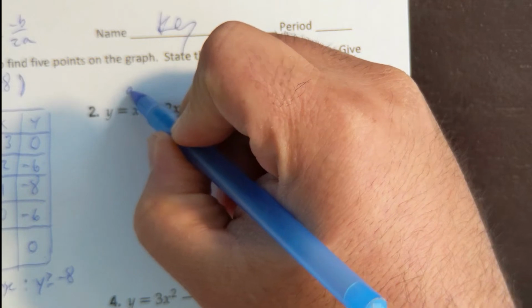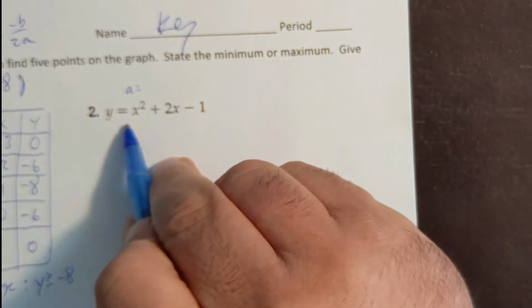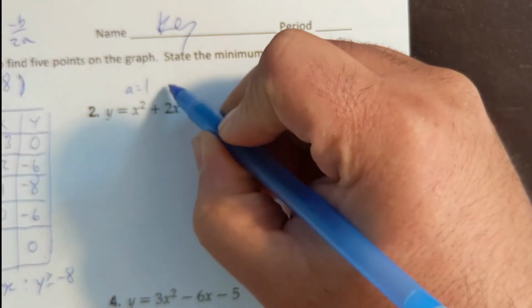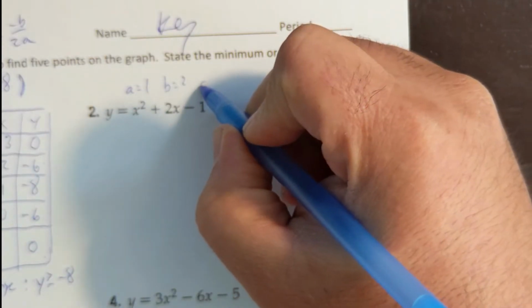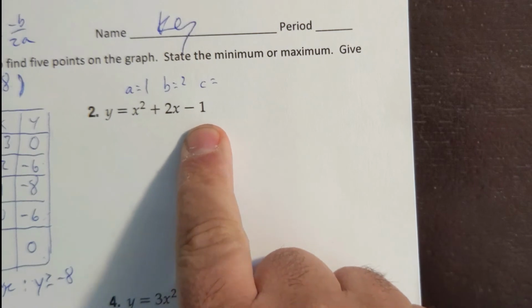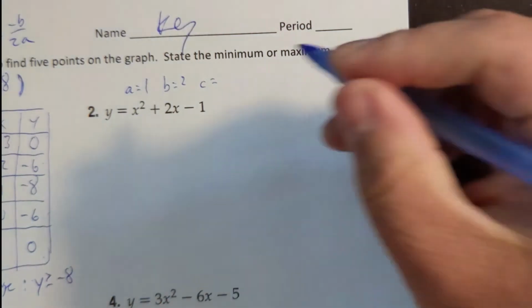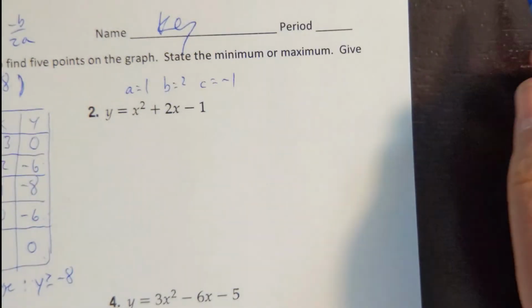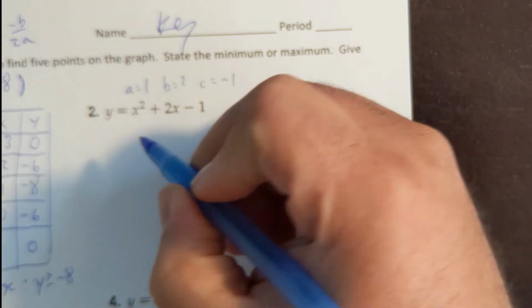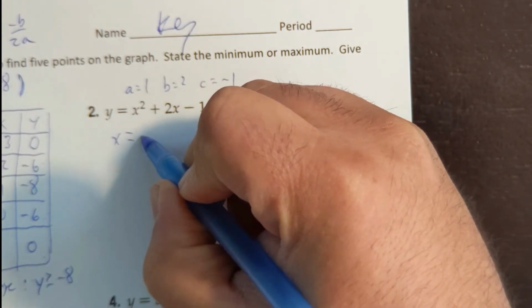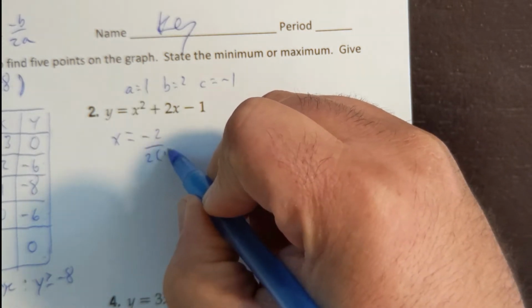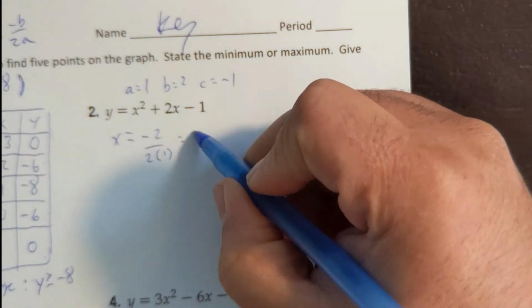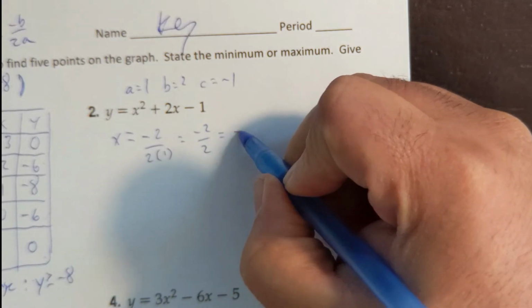Once again, our A would be the number in the front. If there's nothing there, that'd be a 1. Our B would be the number in front of that X, so it's 2. And our C is going to be the constant that doesn't have a variable, -1. We're still using -b over 2a. So -2 over 2 times 1. That's going to be -2 over 2, which is -1.